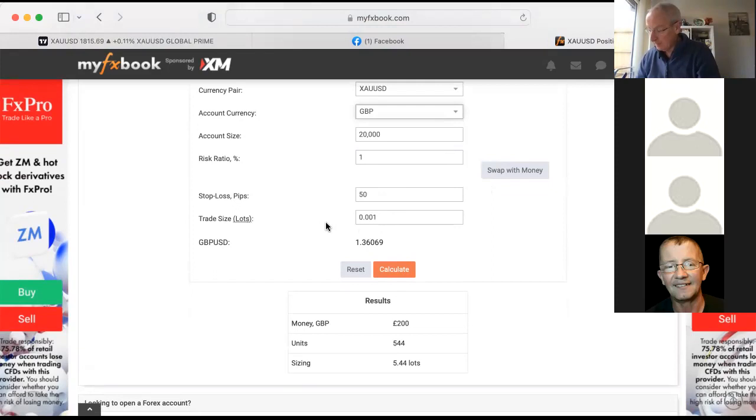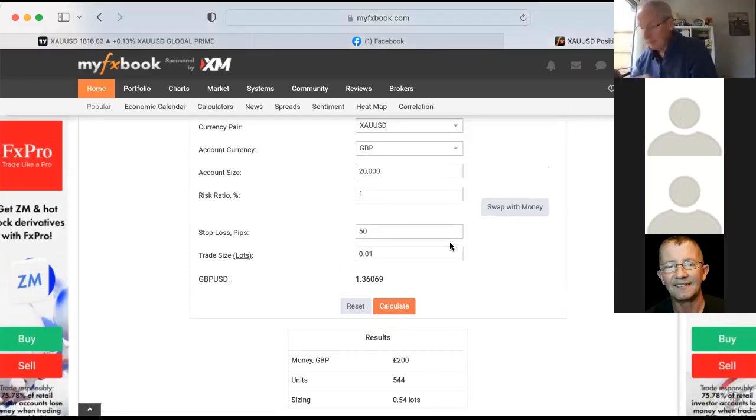The trade size has automatically gone to 0.001, and that will give you a wrong reading. If I just calculate that, it's telling me that to risk £200 I should have a lot size of 5.44, and that's wrong. You need to make one change. You need to change it to 0.1. Sorry, 0.01. 0.01 is the setting you need to get an accurate result.